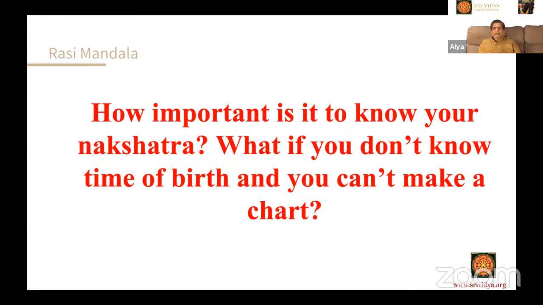Once you make the chart and take it to a professional astrologer, he will look at the planetary positions there and he will adjust the degrees where it has moved and where it was at that particular time. So that's the way you do it.